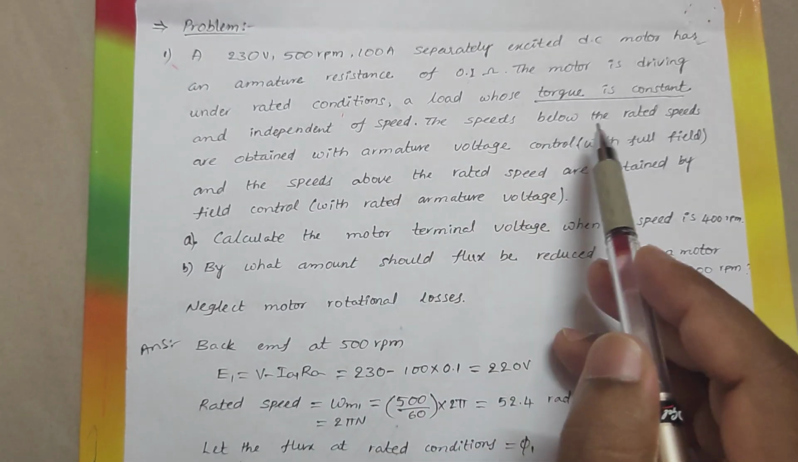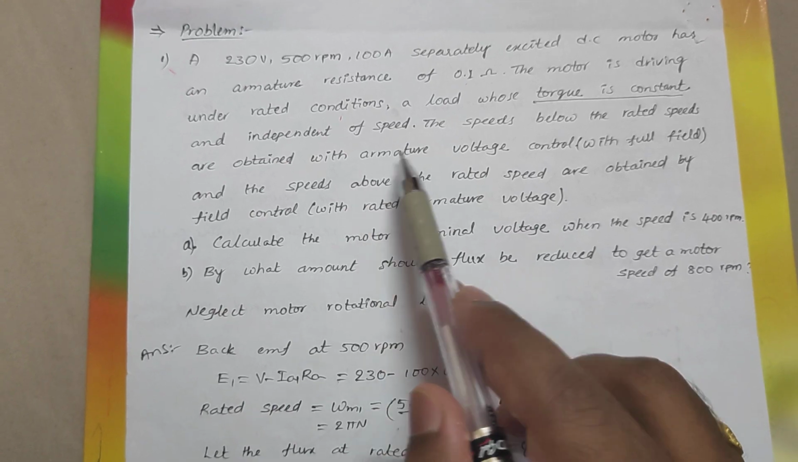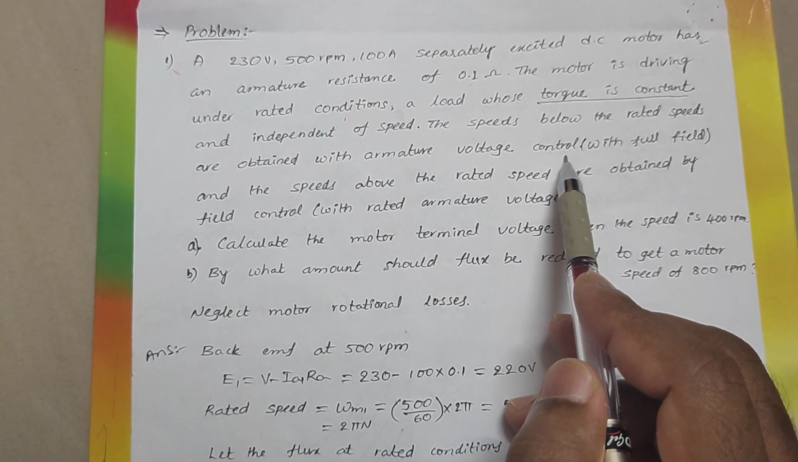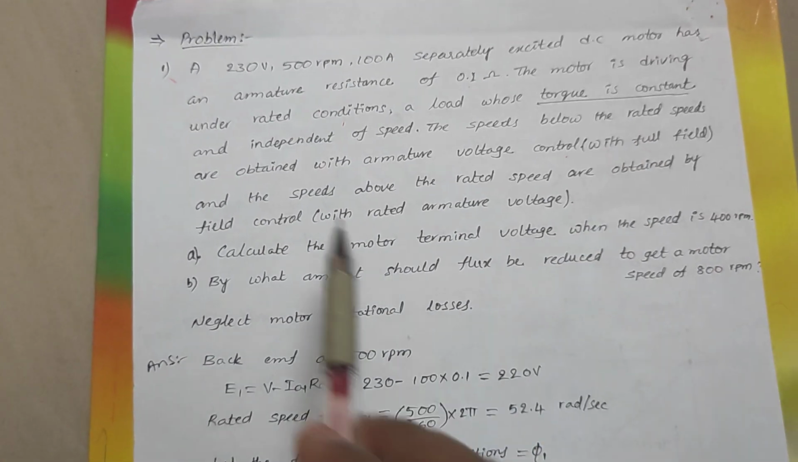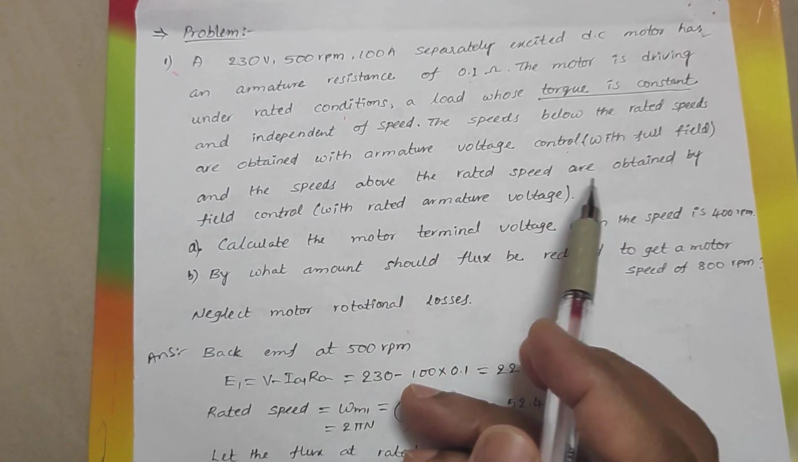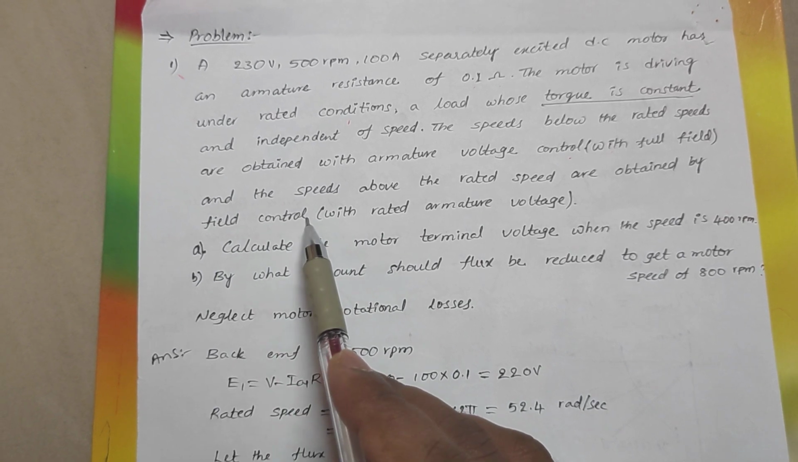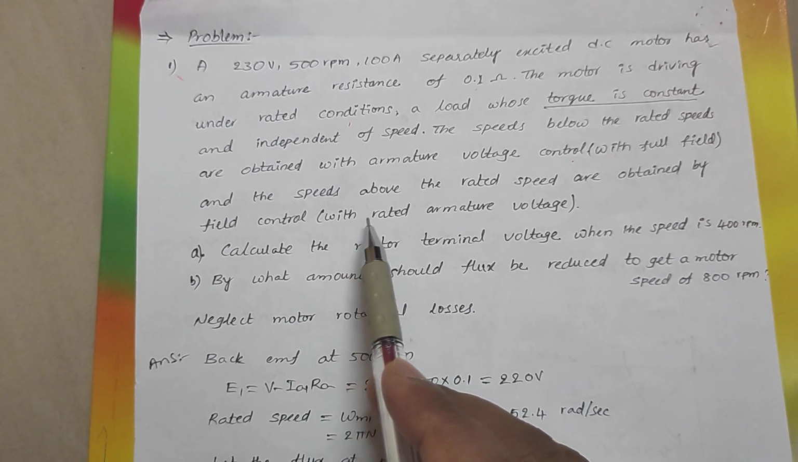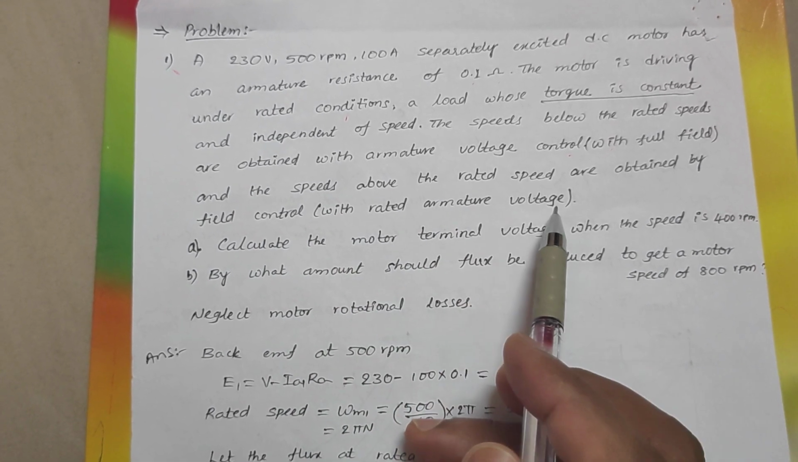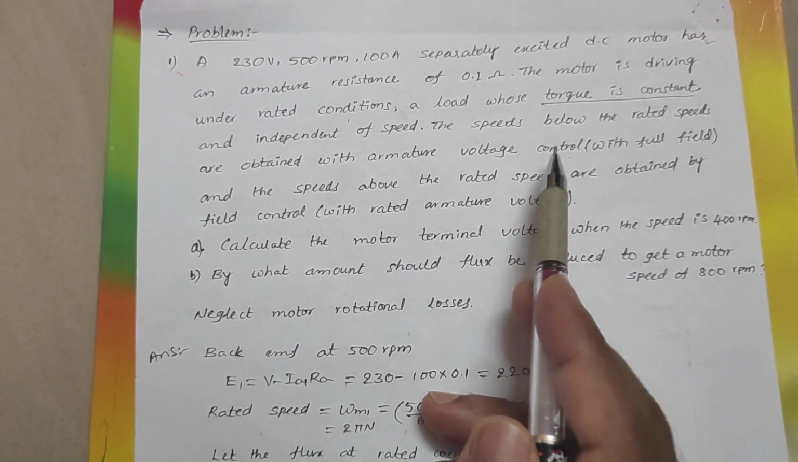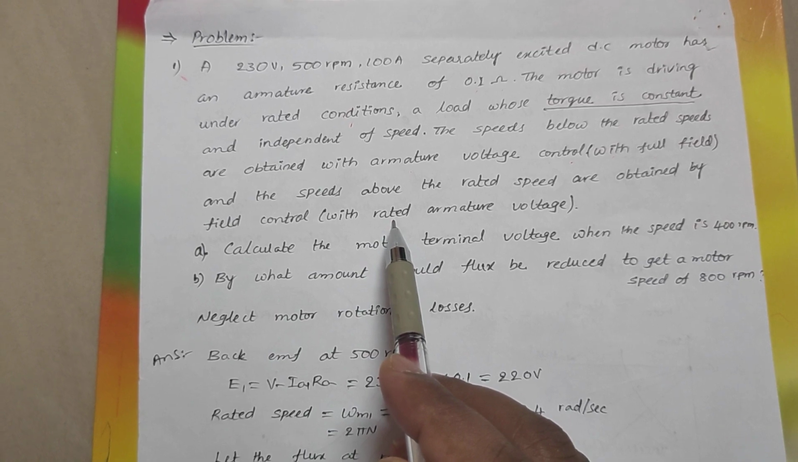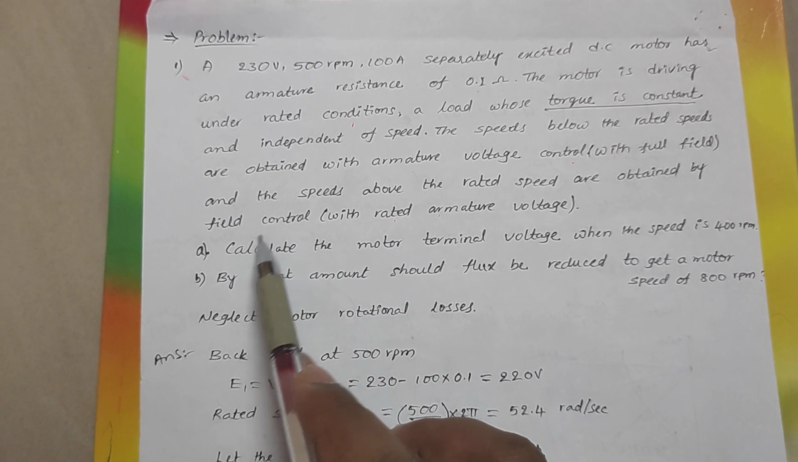The speeds below the rated speed are obtained with the armature voltage control with full field, and the speeds above the rated speed are obtained by the field control method with rated armature voltage. That means we are keeping the field constant in the armature voltage control method, and we are keeping the voltage constant for the field control method.